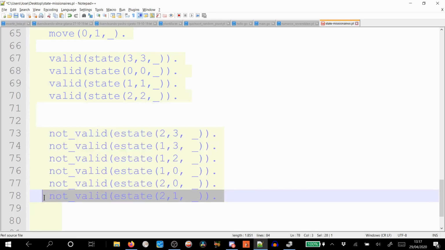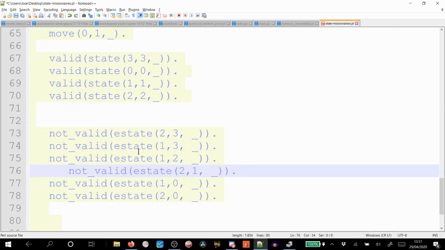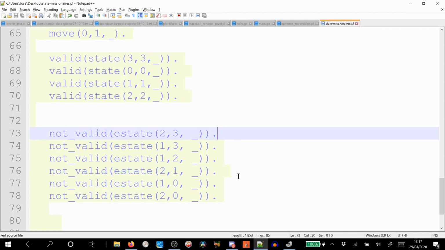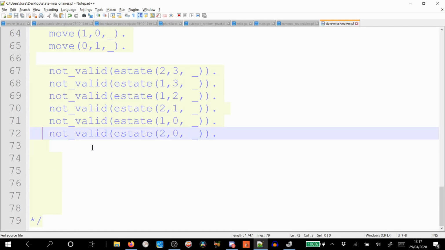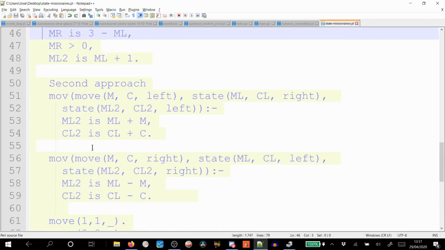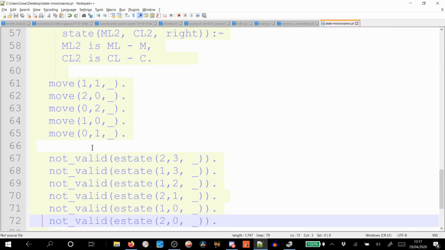1, 2, 2, 1. Okay. As you prefer, you can do it with valid or with not valid. Whatever you want. Okay, next. Now we have not valid, so let's leave only not valid. And now the next step: we have the movement, so let's create the path to the solution.